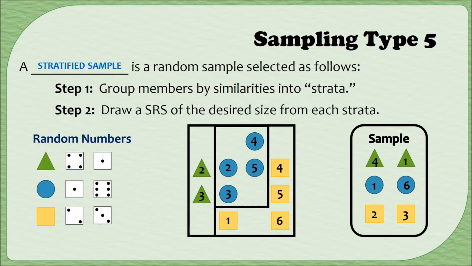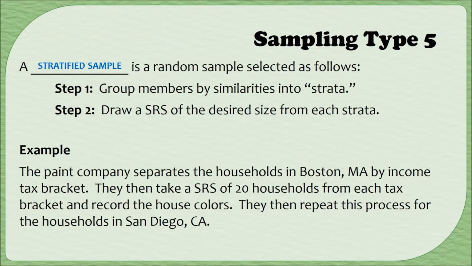Let's look at how our paint company might pull this kind of sample. The paint company separates the households in Boston, Massachusetts by income tax bracket. They then take a simple random sample of 20 households from each tax bracket and record the house colors. Then they repeat this process for the households in San Diego, California.